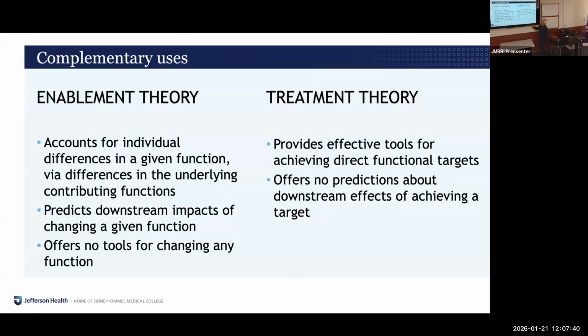Enablement theory helps us understand individual differences in a given function and predicts the downstream impacts. If I treat your language comprehension, will I get improvement in work or won't I? It helps us answer those kinds of questions, but it doesn't give us any tools for changing anything. It says, if you change this, this will also change. But how to change it? No idea.